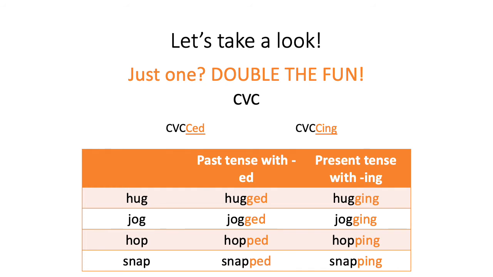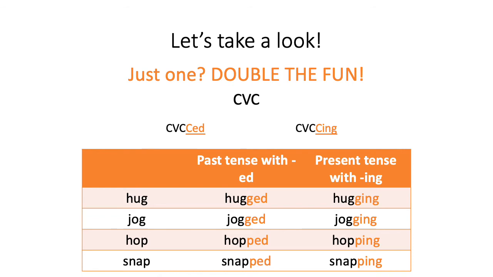Let's read some examples together. I have the word hug. Since there is just one G after the vowel U, I'm going to add another G to the end of the word before I add the ed. So hug becomes hugged. If I'm talking about the present, it would become hugging. Jog becomes jogged. We have a double G in the middle. And jog becomes jogging in the present tense. Double G and ing.